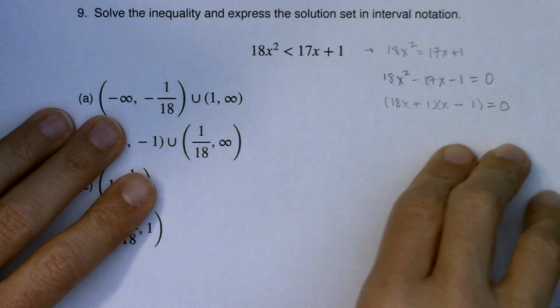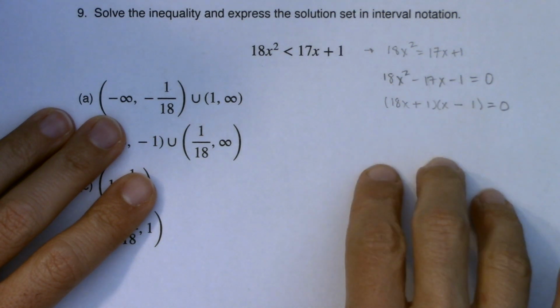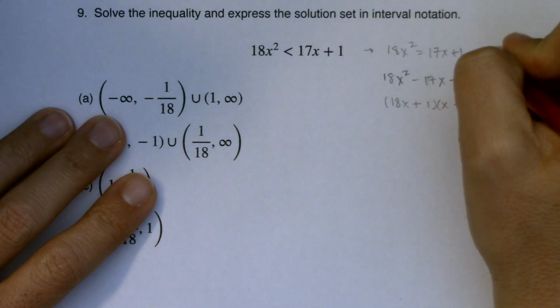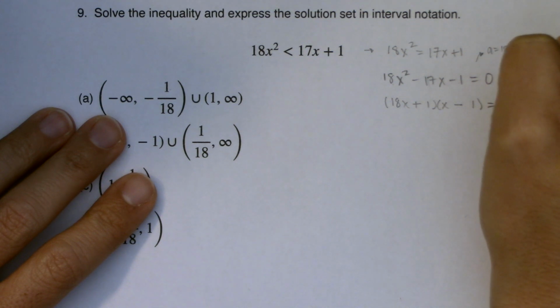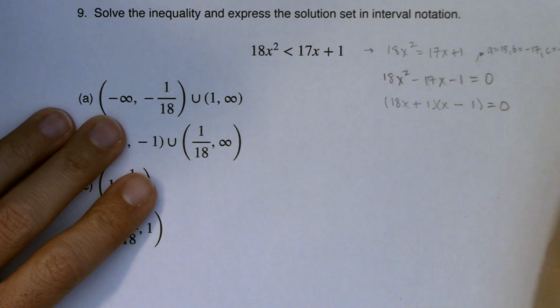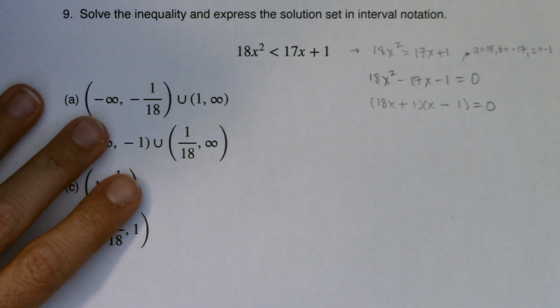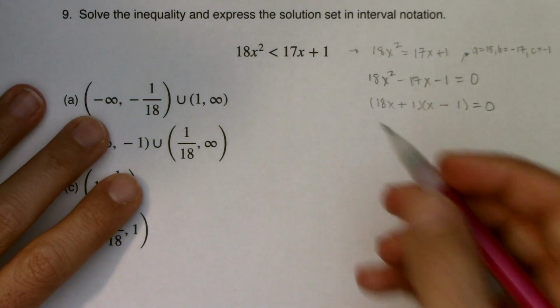And if you struggle with factoring, you can always use the quadratic formula. So if you wanted to, you can let a equal 18, b equal negative 17, c equal negative 1, and then you can run the quadratic formula. Oops, you can't quite see the edge of that. Let me scooch this a little to my left. So you could do that if you feel more comfortable that way.